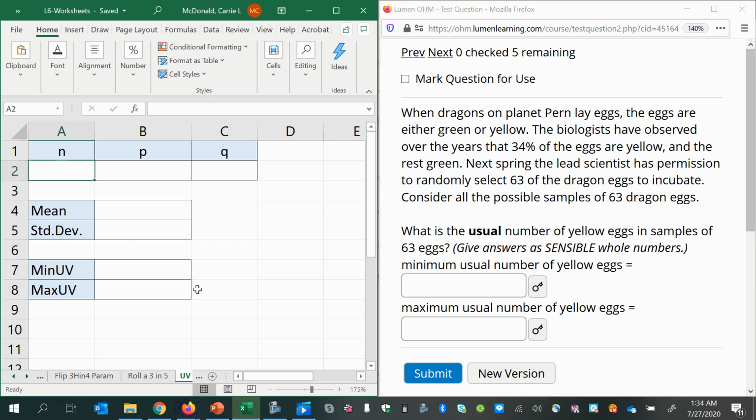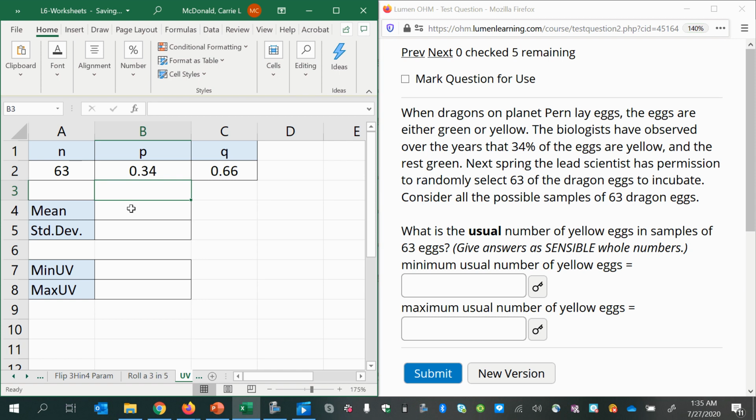We have a certain number of trials, samples of 63 dragon eggs that we're going to incubate, and the probability that we will get yellow. So yellow is considered a success here. What's the probability of getting yellow? It says 34%, so as a decimal, that would be 0.34. The probability of not getting yellow is q, 1 minus p.